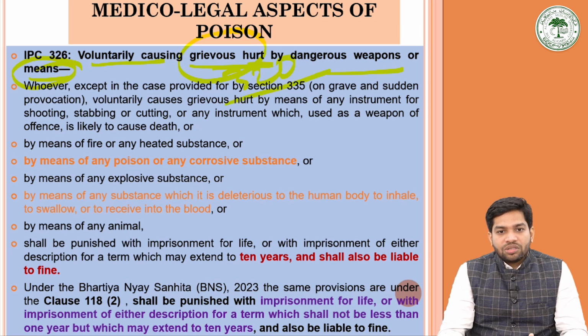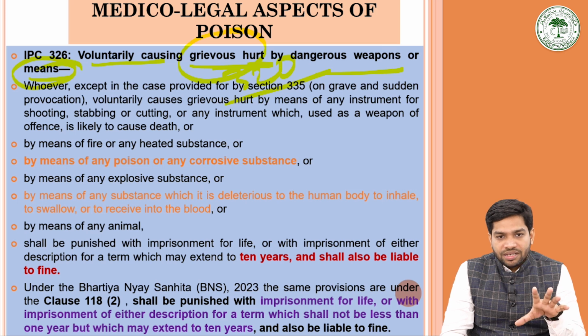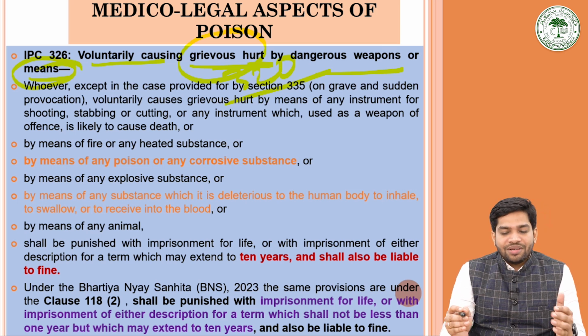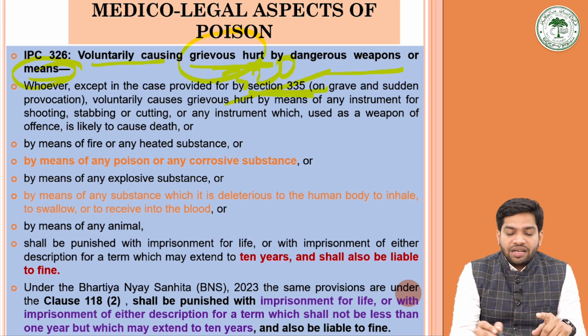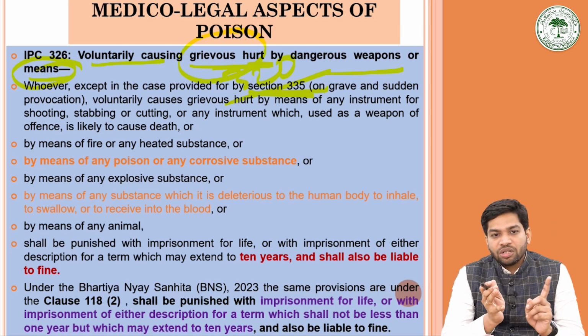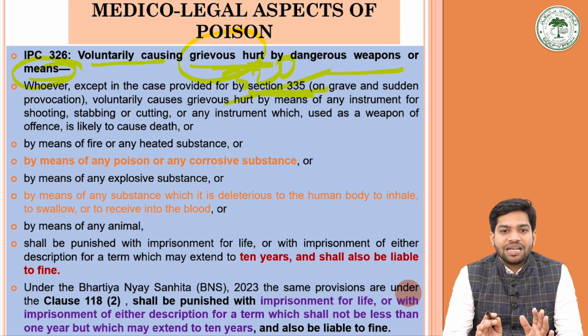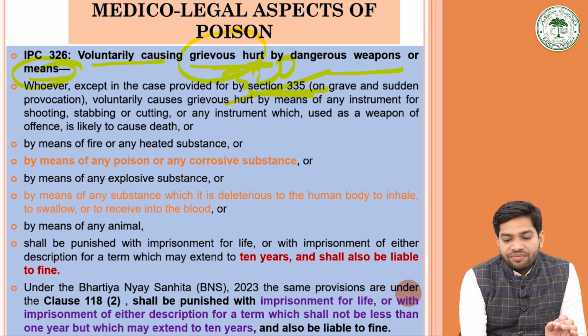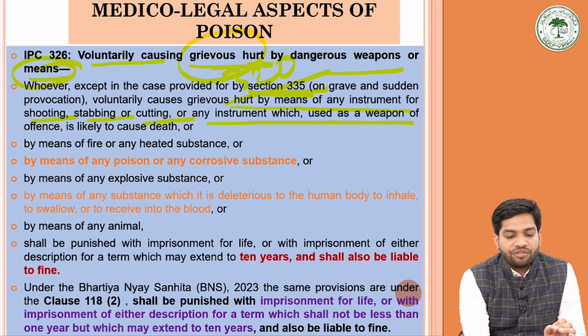Under that there are 8 clauses that should be satisfied to say that this is a grievous hurt. So if a person causes grievous hurt by dangerous weapons or means, except in the case provided by the section 335, again 334 is for the hurt and 335 is for grievous hurt on the sudden or grave provocation, in that case punishment is lesser. Voluntarily causes grievous hurt by means of any instrument, so weapon, shooting, stabbing, cutting weapon or any instrument which is used as a weapon of offense is likely to cause death. They will be called dangerous weapons.